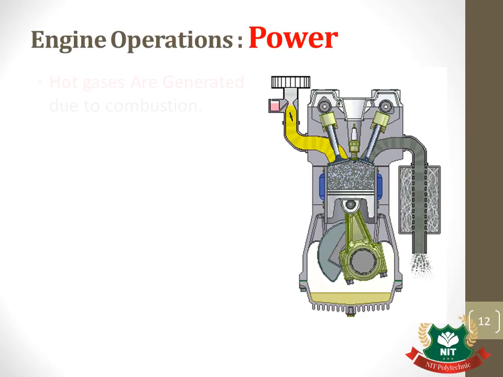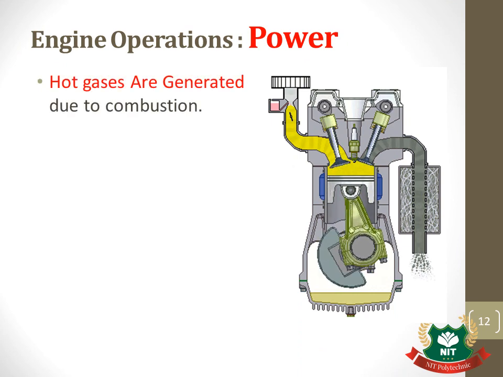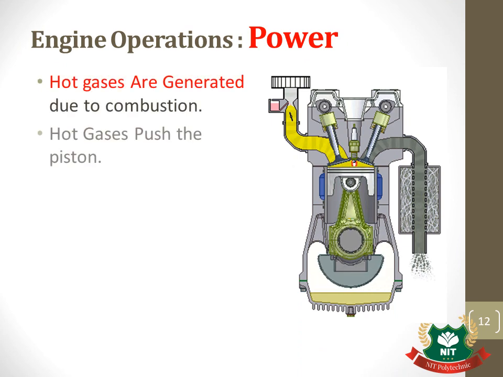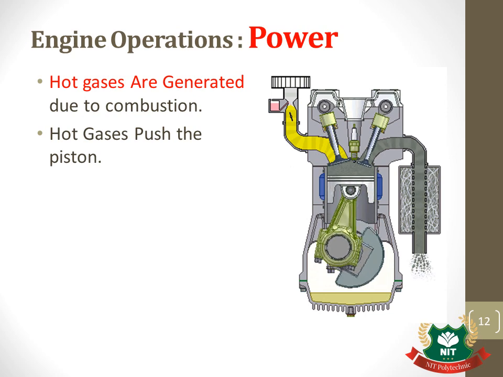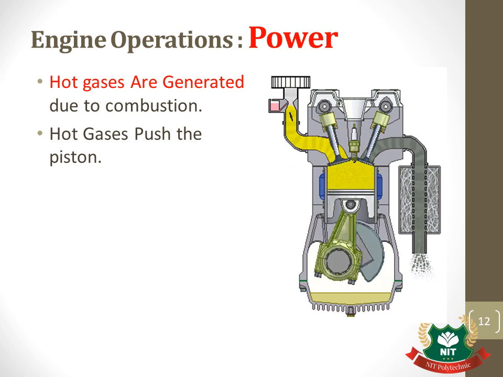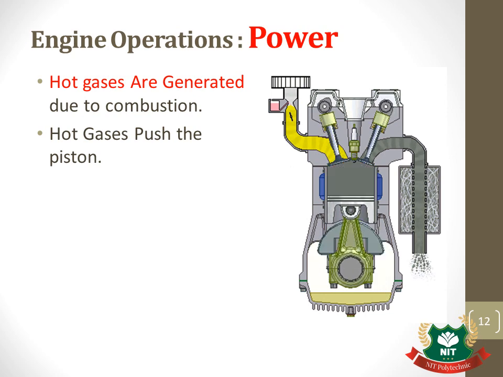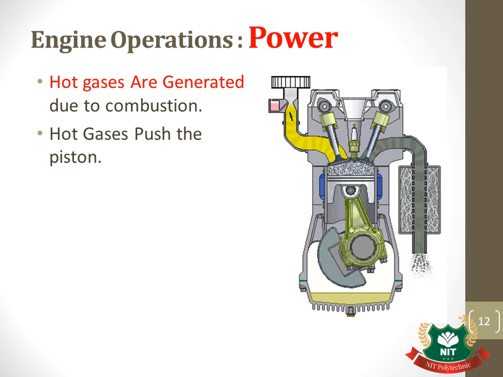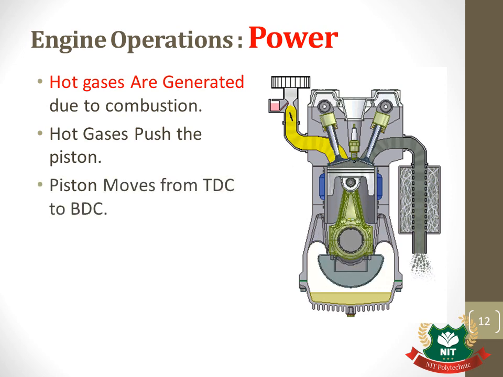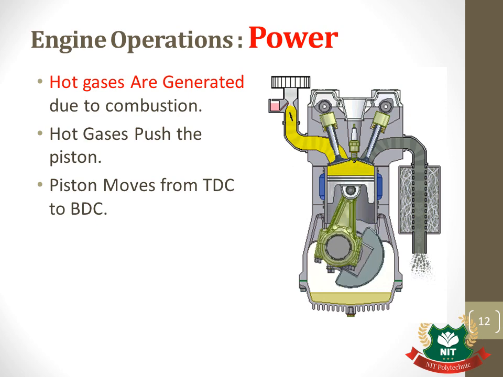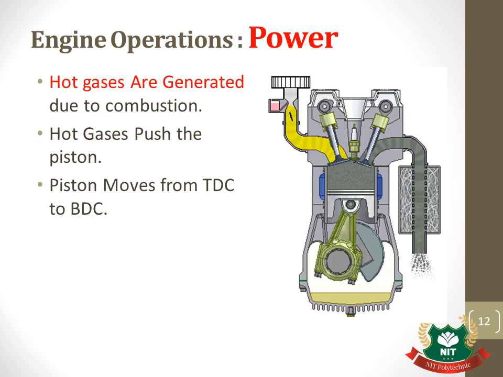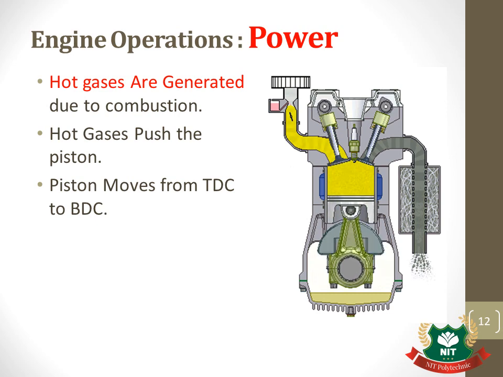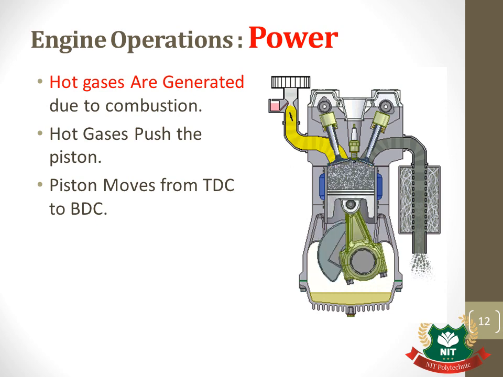When the hot gases are generated because of the combustion, these hot gases push the piston towards the BDC, because piston movement is at TDC, and these hot gases are performing a work on piston. Piston is moving from TDC to BDC. Piston is not moving itself from TDC to BDC.